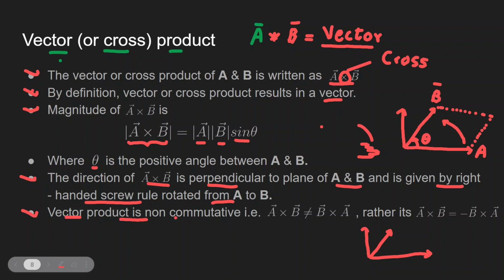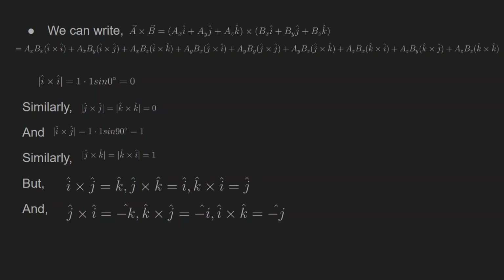Next, the vector product is non-commutative. This is very important. We will use this many times. A cross B is not equal to B cross A. Rather, if the ordering is changed, I have to put a negative sign. So A cross B can be written as minus B cross A. This minus sign is crucial, so we will use it over here.